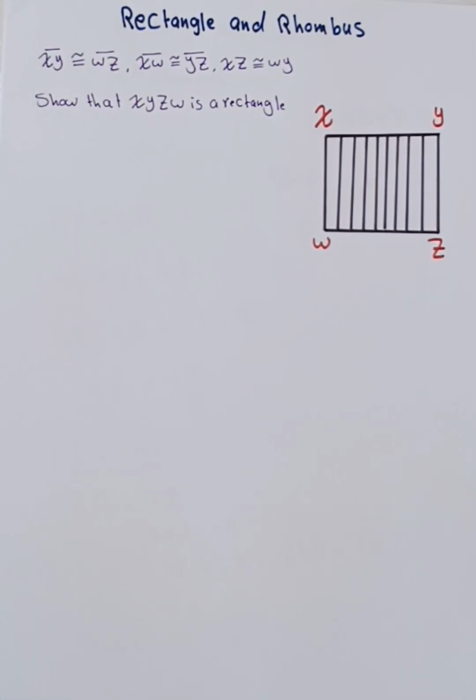And then we have a theorem for rectangle. If one angle of a parallelogram is a right angle, then the parallelogram is a rectangle.